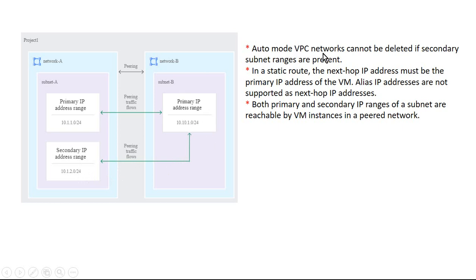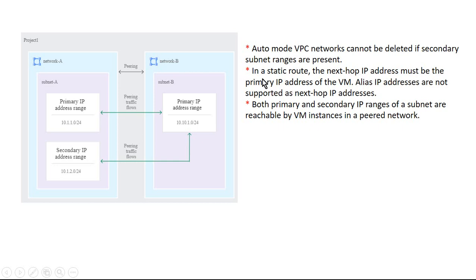Okay, an auto mode VPC network cannot be deleted in some cases. In the first scenario I showed you, if I have created an auto mode VPC and added a secondary range over there, we cannot delete it. First we need to delete the secondary IP range, then only we can delete the VPC. An auto mode VPC network cannot be deleted if secondary subnet ranges are present. And in the static route, the next hop IP address must be the primary IP range.